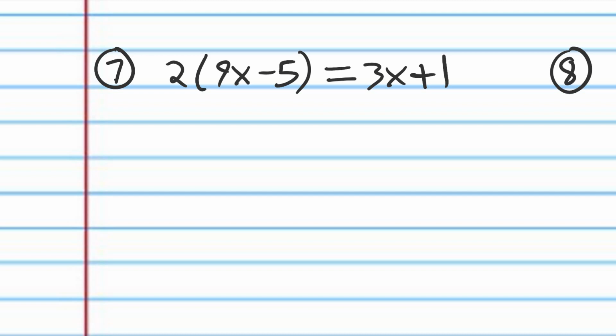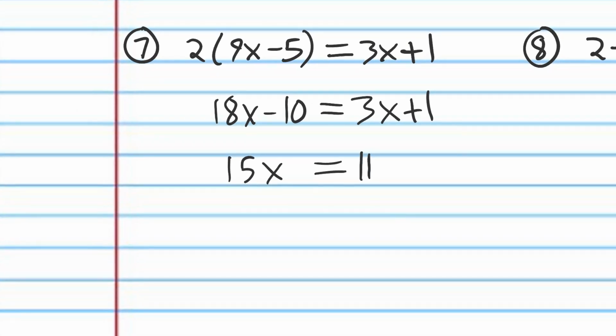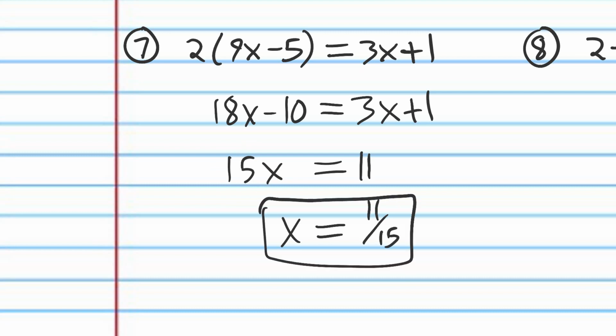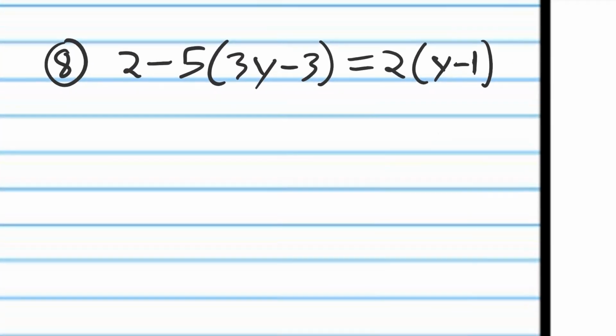All right, we're back. 2 times 9x is 18x. 2 times negative 5 is negative 10. And we're going to subtract 3x from both sides and add 10 to both sides. And then we're going to divide both sides by 15, and the 15 is going to cancel out here. And we have 11 over 15. So if you got 11 over 15, good job. Try number 8, and when you come back, we'll do it together.